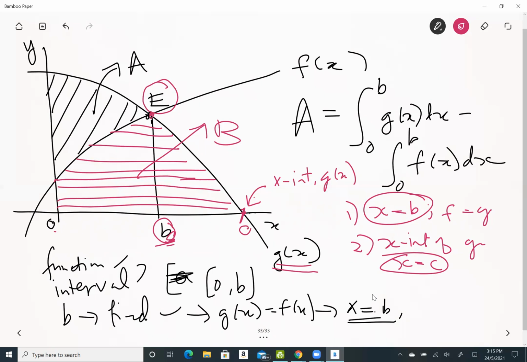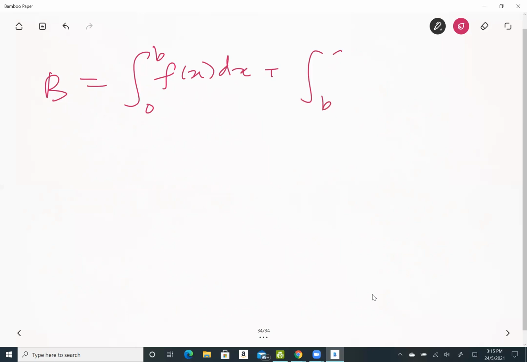So how do you get the integral? So you have to add the area under F from 0 to B plus the area under G from B to C. So the area B will be equal to the following: the integral from 0 to B of f of x dx, plus the integral from B to C of g of x dx. So that's how you get area B.